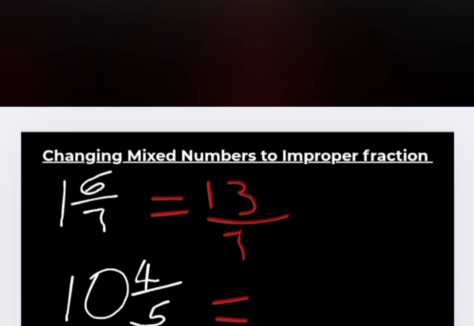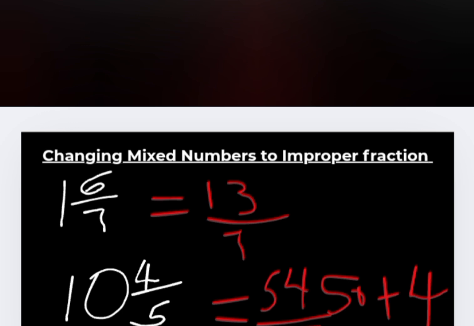And the next for this part, we have 10 whole number 4 over 5. So how do we change it to improper fraction? 5 times your 10, that's the denominator times your whole number. So our denominator here is 5. So 5 times 10 is 50. 50 plus 4, that gives us 54 all over our 5.